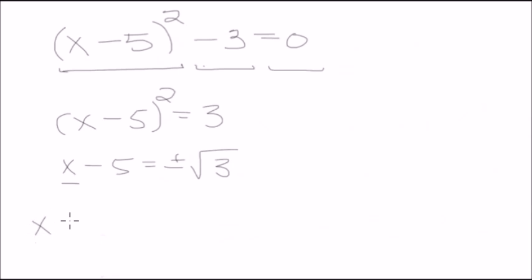We get x is equal to 5 plus the square root of 3, or the other root would be x is equal to 5 minus the square root of 3. So if you have something in the form that you see up top here, it makes your life much easier. It's a straightforward process to solve for the roots.